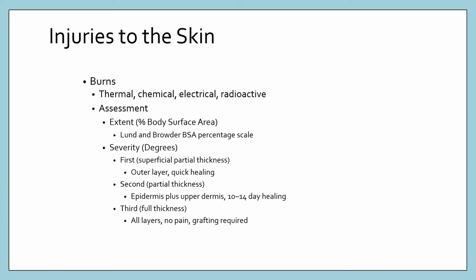First degree or superficial partial is the outer layer of skin and it heals quickly. The second degree includes the epidermis plus the upper dermis. These take a little longer to heal, 10 to 14 days. This is common with blistering types of wounds. And then you have third degree or full thickness, and it incorporates all the layers of the skin and maybe even down into the lower tissues. So it's possible for the burn to be so severe that it goes down into muscle and bone.